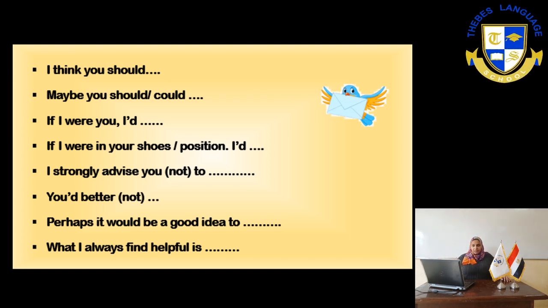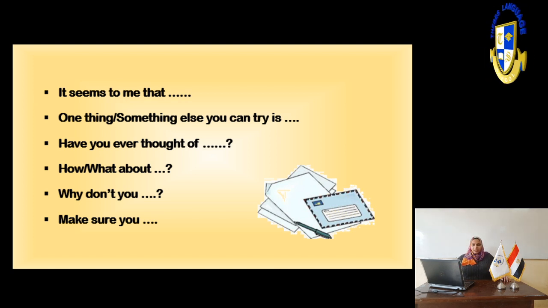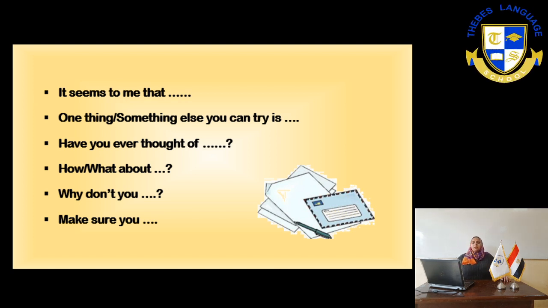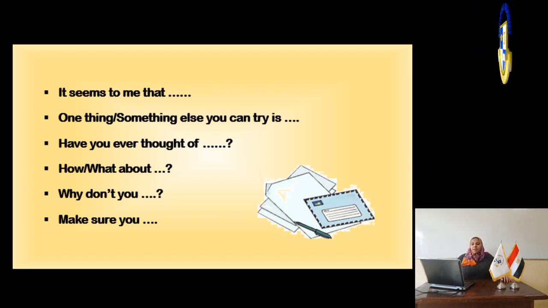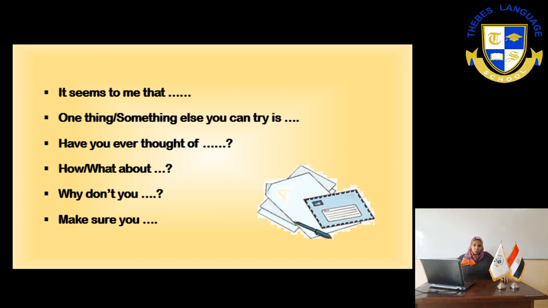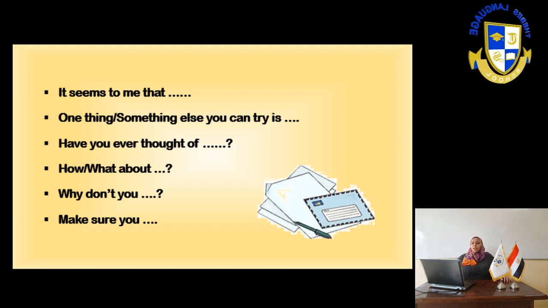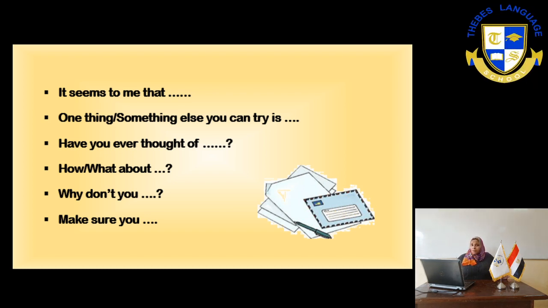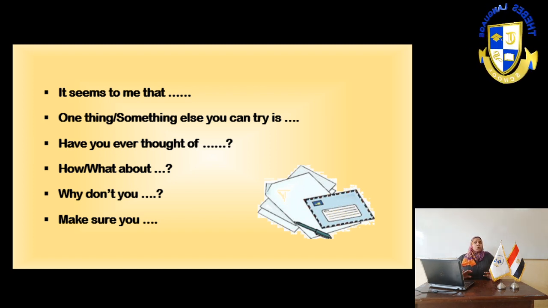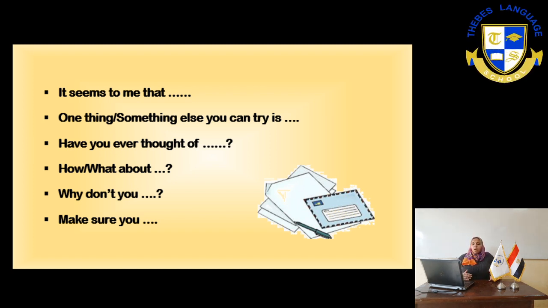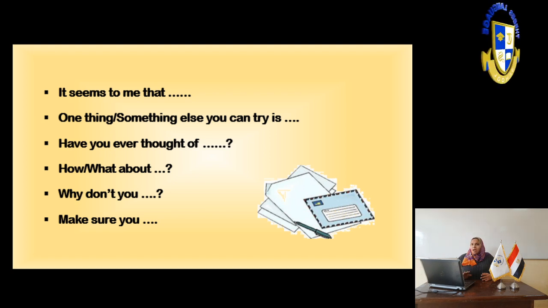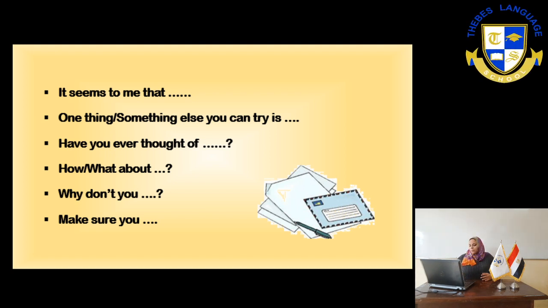Slide number 6. Also, you will complete the same phrases. It seems to me that it's good to do. One thing or something else you can try is to do, and give him the action. Have you ever thought of having so and so or doing so and so? How about or what about doing that? Why don't you do, and give him the topic. Make sure you do, or you have, or you feel so and so.